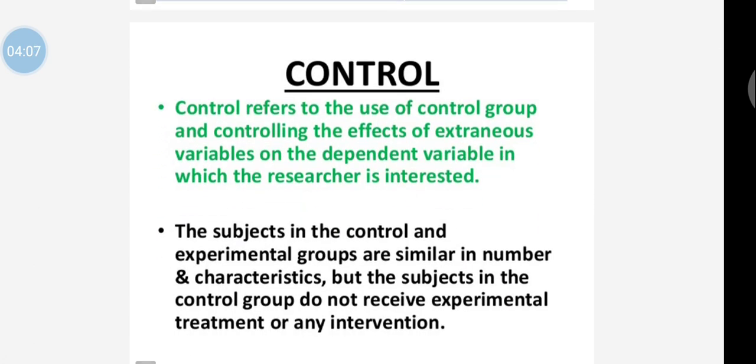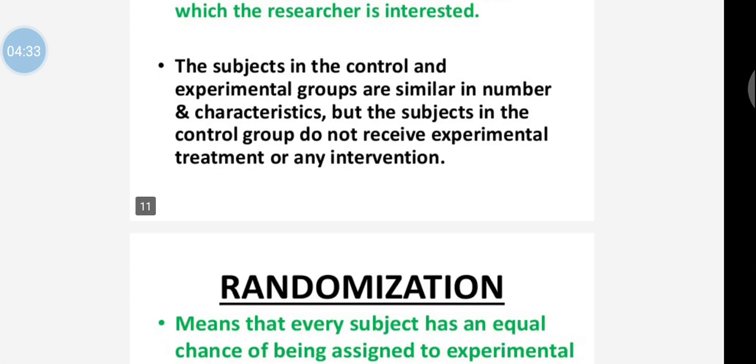Then control. Control refers to the use of a control group and controlling the effects of extraneous variables on the dependent variable in which the researcher is interested. The subjects in the control and experimental group are similar in number and characteristics, but the subjects in the control group do not receive experimental treatment or any intervention.